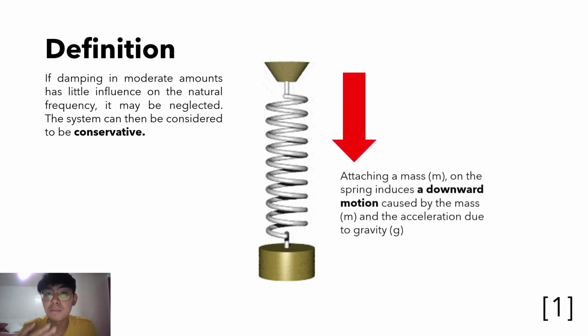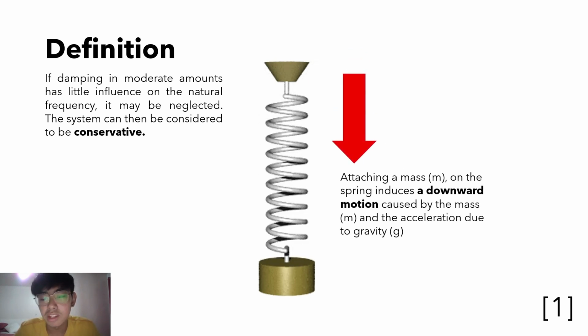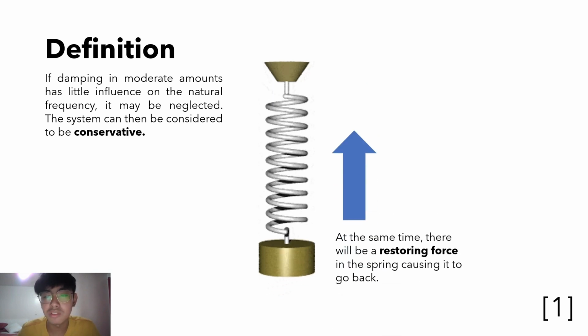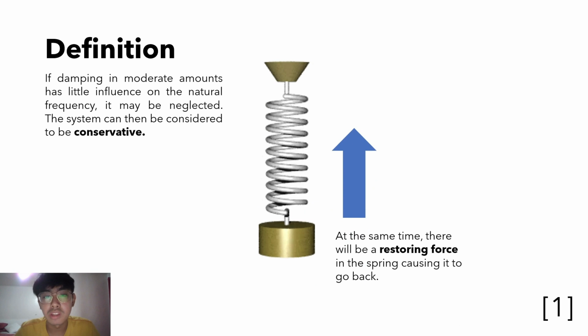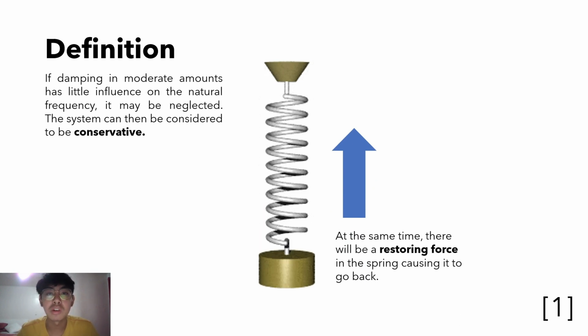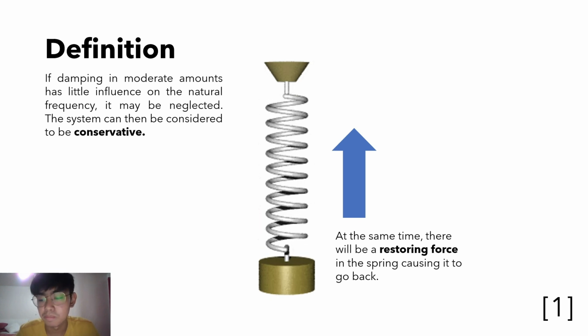So when we attach mass m, obviously it's going to cause a downward motion in the spring. However, it's going to have a reaction force. It's going to have a restoring force caused by the spring, and it's going to go up. And in an undamped mass spring system, it's going to go back and forth, back and forth, and it's not going to stop.